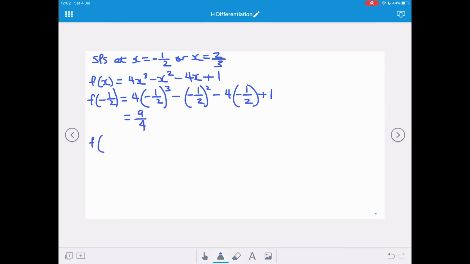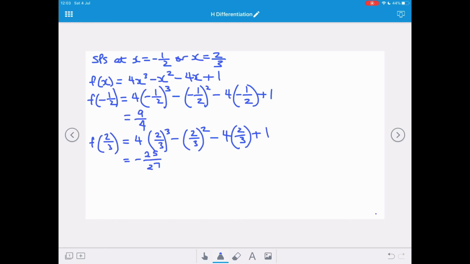And then we want to find f of 2/3. We're going to substitute that in: 4 times 2/3 cubed minus 2/3 squared minus 4 times 2/3 plus 1. And that gives us a value of f of 2/3 of negative 25/27. So now that we've evaluated our endpoints and our stationary points, we need to compare them.